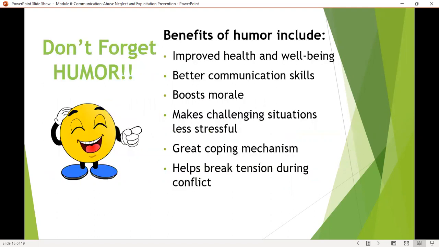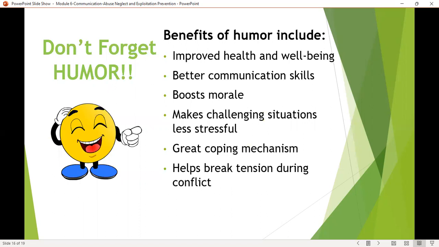Finally, don't forget to use your sense of humor. There are numerous benefits of humor, not the least of which is an improvement in overall health and well-being. Humor can also help your communication skills and boost your morale. When we can find joy and laughter in the small things or in life's disappointments, it makes challenging tasks and situations feel a bit lighter.